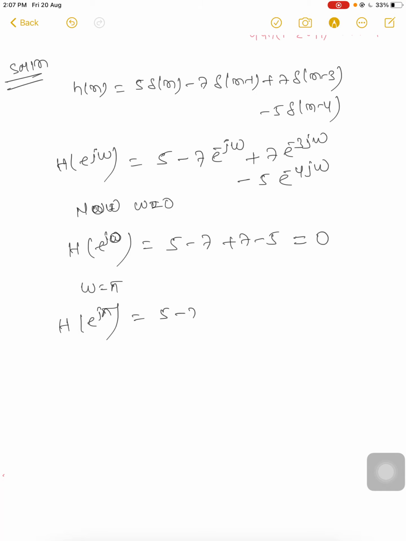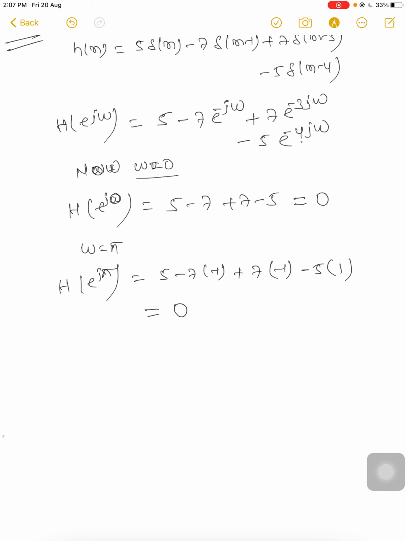Okay, so it will be 5 minus 7 times minus 1 plus 7 times minus 1 and minus 5, with the last term 1, because here it is 4π. So what will happen? It will also be 0. The system is attenuating low and high frequency, whereas passing the mid frequency. Okay, so it is a band pass filter. Because at low frequency it is 0 and at high frequency it is also 0, it will pass only the band, so it is a band pass filter.